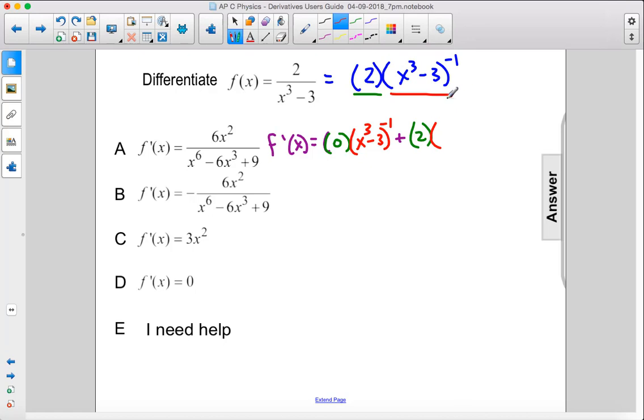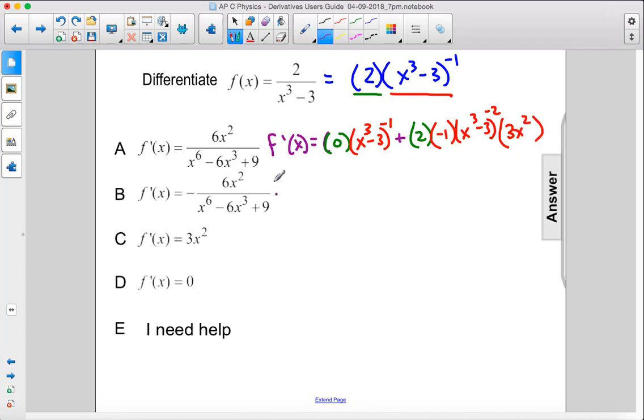Now here, we're going to have to use the chain rule as well, because we have a function inside of this outer function. So what we do first is take the derivative of the outer function, which would be moving this exponent into the front and then lowering it by 1. So we have negative 1 times (x to the third minus 3) to the negative 2. But then, as the chain rule states, we then have to multiply this times the derivative of what's inside. So that would be 3x squared.